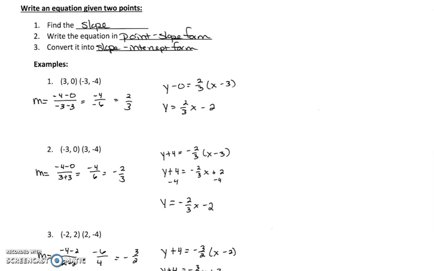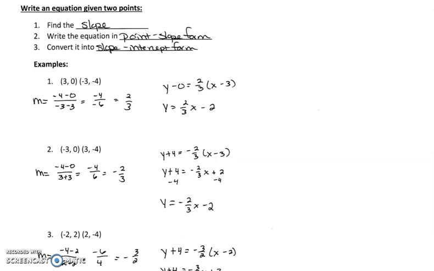Again, I'm going to pick the point that has a 0 in it. Oh, I didn't pick the point that had a 0 in it. I lied. Never mind. I made myself do more work. I picked 3, negative 4. So y plus 4 is equal to negative 2/3 x minus 3.